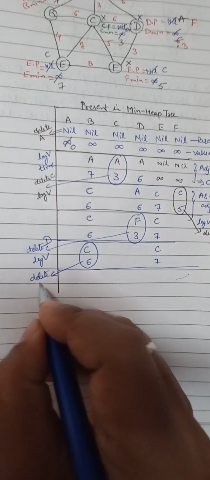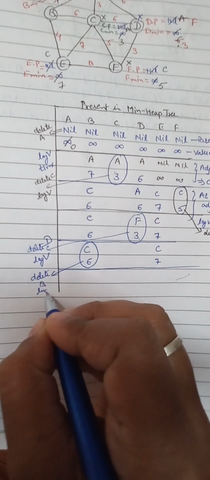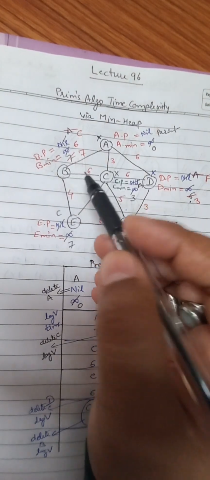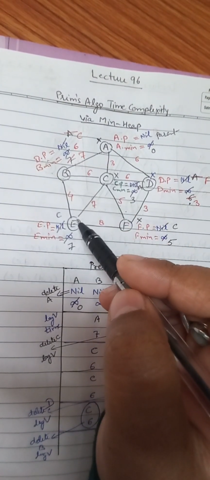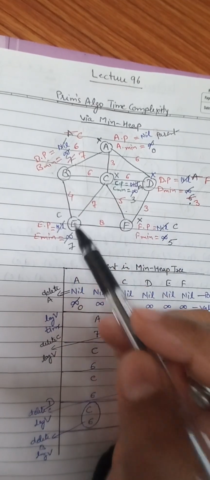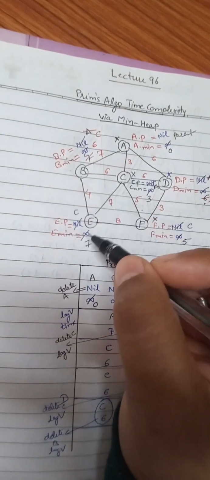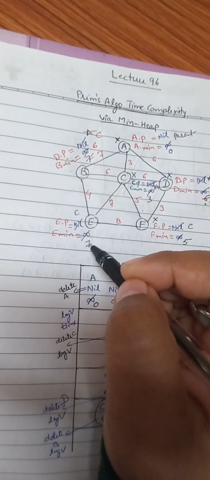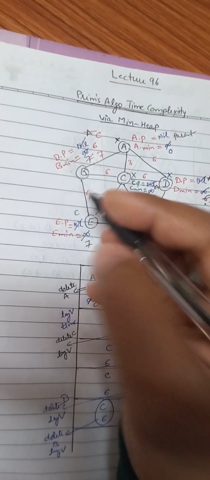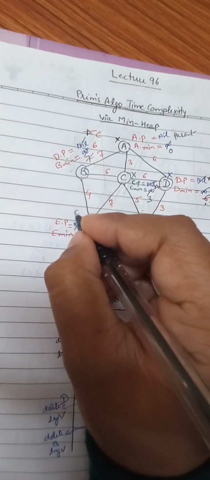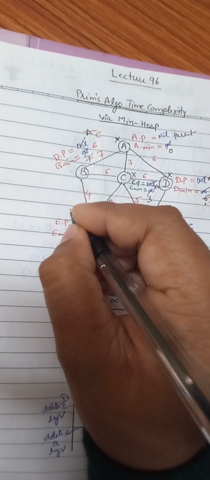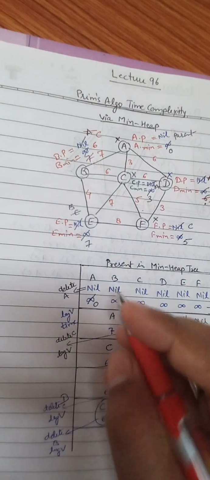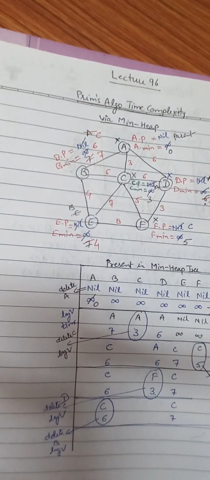Delete B. So how much time will it take? Log V. Now we have to see what we can change here. If we delete B, the adjacent node is E, because the rest are all deleted and only one is left, that is E. And we can see here that this value is 7, but if we change it with B, the value will become 4. So we can change it. Now E's parent will be B, and the value of 7 will be 4.